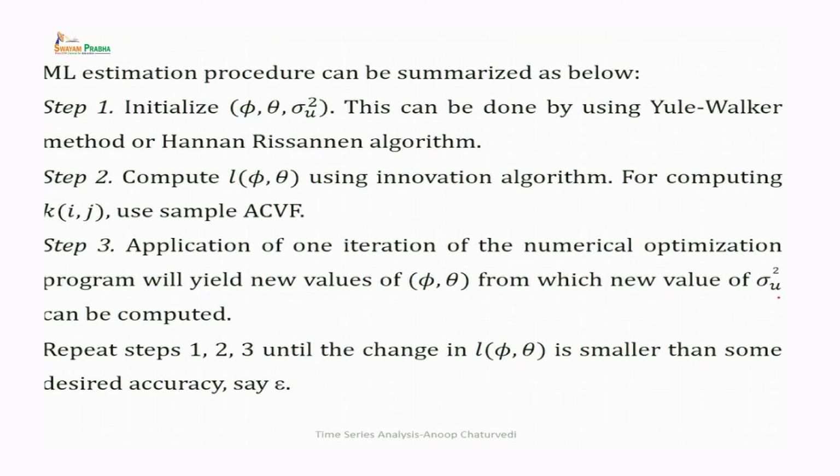Then again we obtain a new value of sigma squared, and then we repeat these steps until the changes in the log likelihood function are smaller than some desired accuracy, say epsilon. So, this is how you can obtain the maximum likelihood estimator.